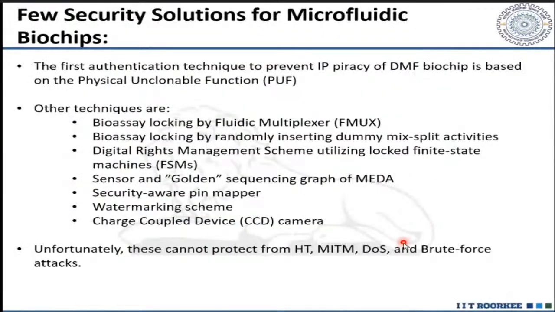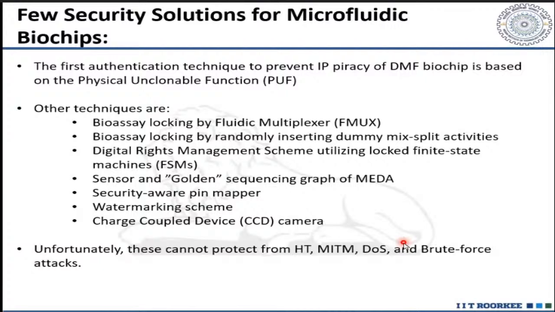So what are the solutions people have talked about till now? First, an authentication technique to prevent the IP piracy of digital microfluidics is based on the physically unclonable function. So PUFs have been used for authentication purposes. And the other technique is bioassay locking by fluidic multiplexer. A fluidic multiplexer is a new module, you can think of it that way. It can multiplex multiple fluids. So they designed a fluidic multiplexer and basically locked the bioassay. Without that multiplexer's select line being activated, the correct result will not come. So it is basically controlled by this fluidic multiplexer.